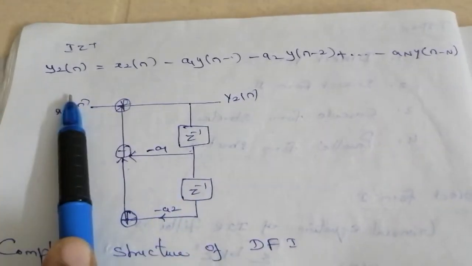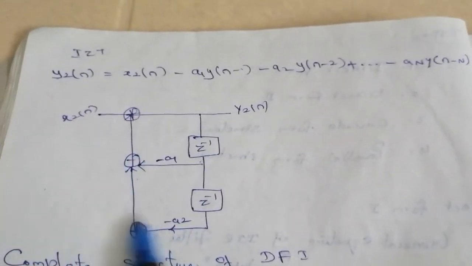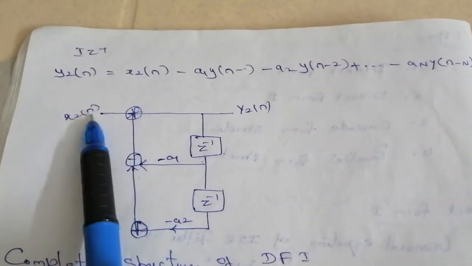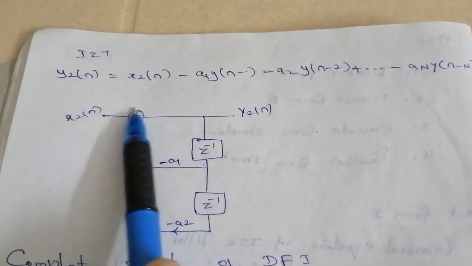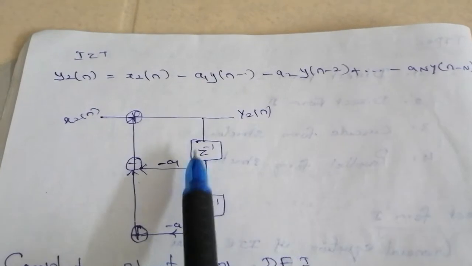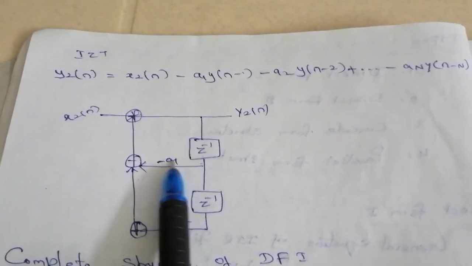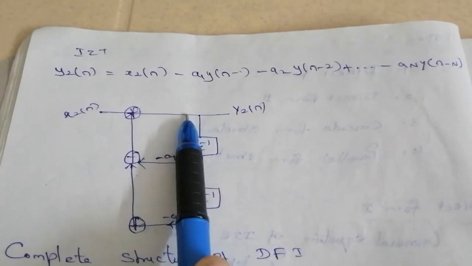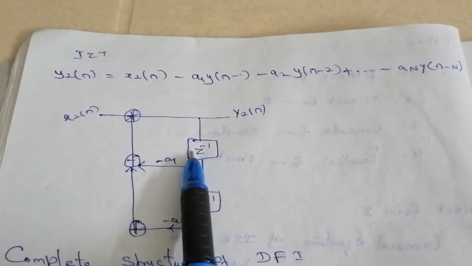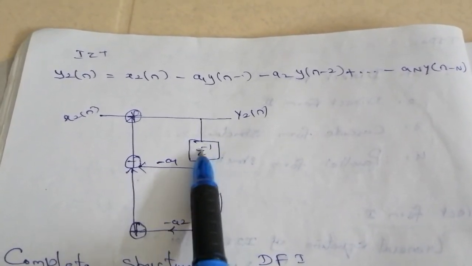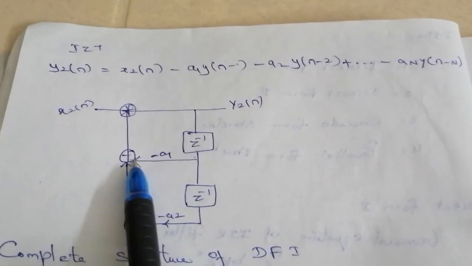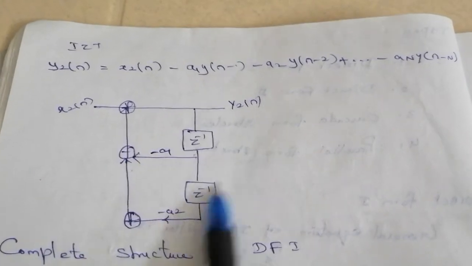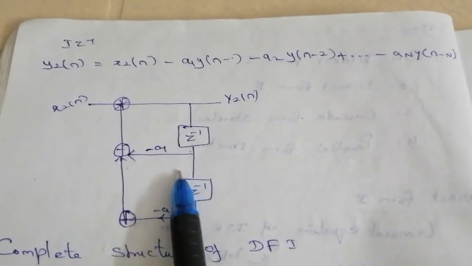So from this equation we draw the direct form 1, the same, right? So first x2(n), which is added with minus a1 y(n-1). So minus a1 y(n) is here. So y(n) is multiplied with the delay. So we get y(n-1), which is multiplied with minus a1 and added to the x2(n). So likewise we have to draw the direct form 2 structure for H2(z).